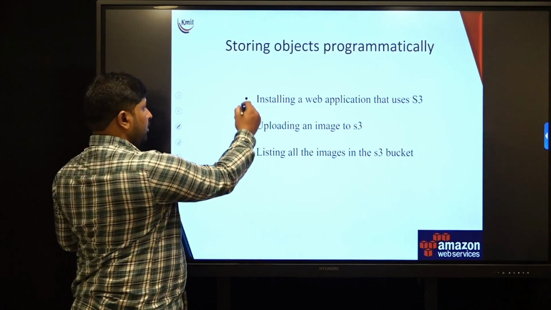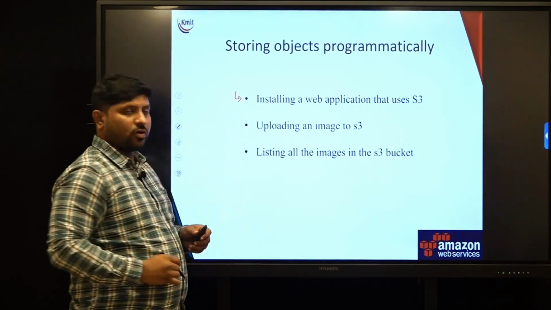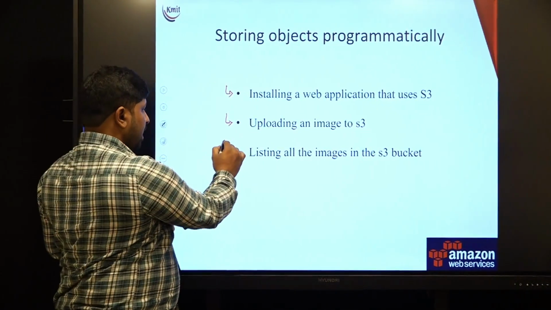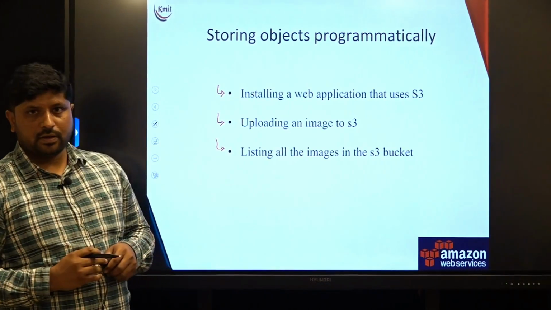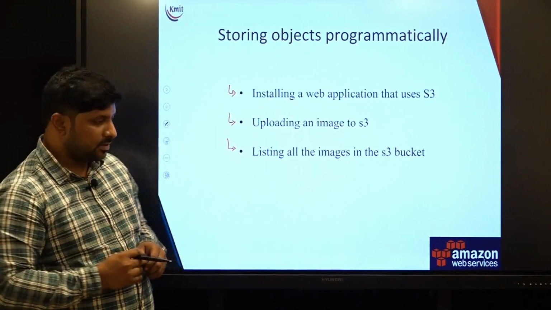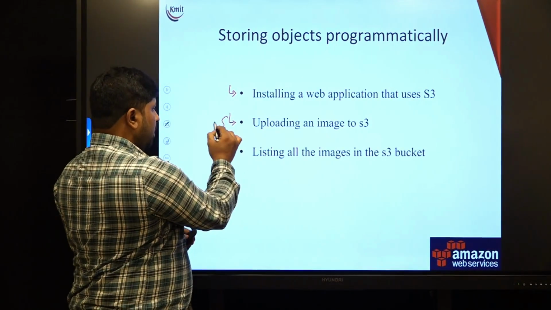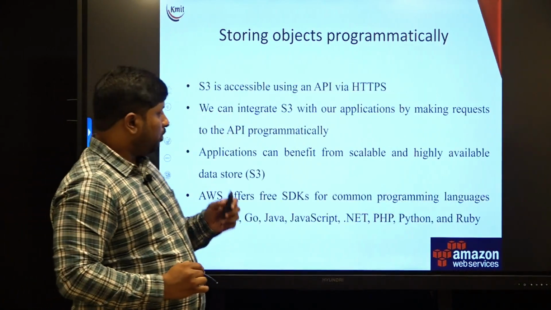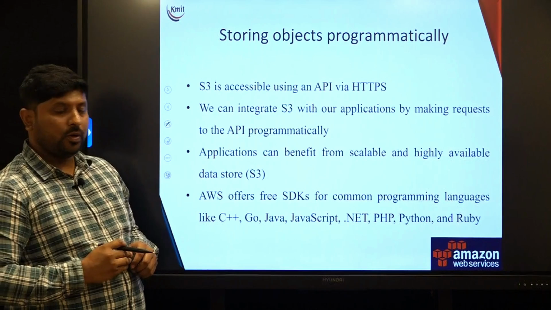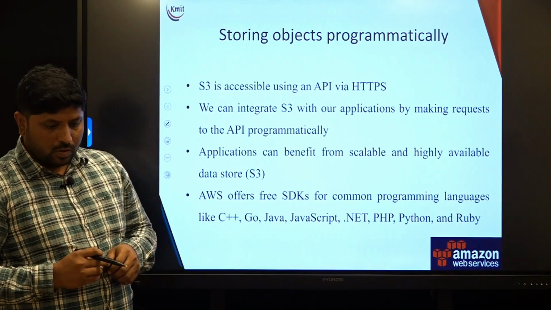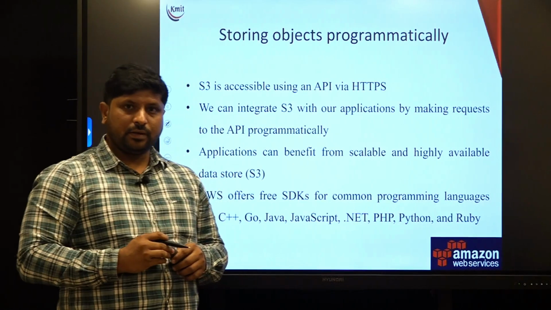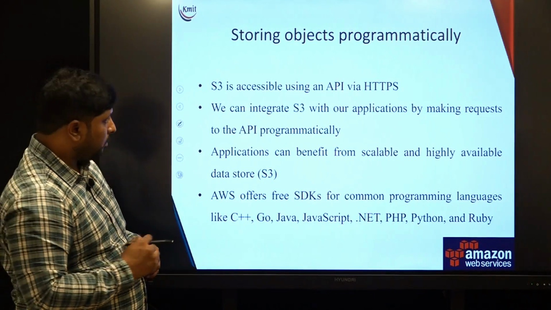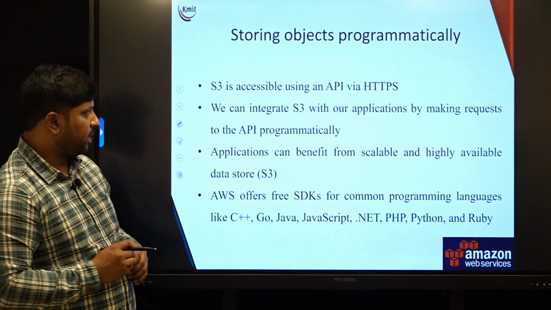So, in this we will be majorly focusing on installing a web application on top of S3, then we will be uploading certain images, and whatever images we upload are going to be listed on the same web page. This is a web application which we are going to deploy, and the data is going to be stored on S3. So, prior to the demo, we will be focusing on how S3 provisions us to store the data onto S3 using the SDK, that is software development kit.